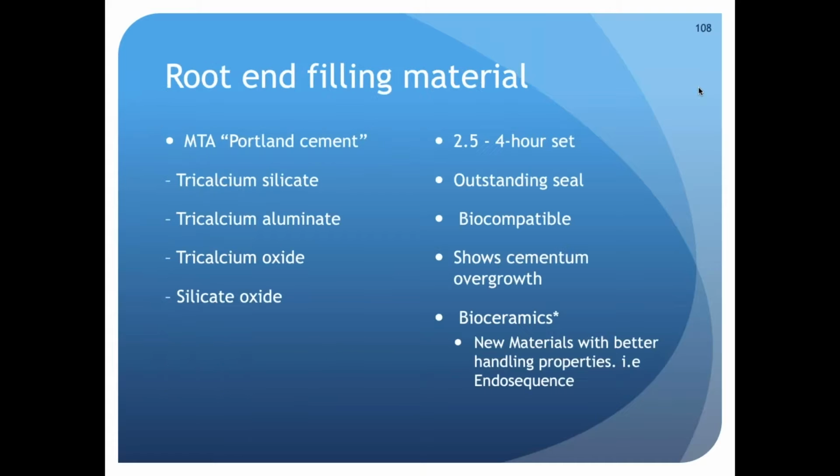So let's talk about a root end filling material. MTA, or Portland cement, has been our gold standard for a long time. It has a very long set time, 2.5 to 4 hours, but it's got a really good seal and it's very biocompatible. We get cementum overgrowth. These new bioceramics are very similar to that EndoSequence I talked about. They have a little bit better handling properties. MTA is kind of like wet sand when you're handling it. The bioceramics are a little bit easier to handle, more of a paste, and they set a little bit faster. So we're starting to use those a little bit more in these situations.